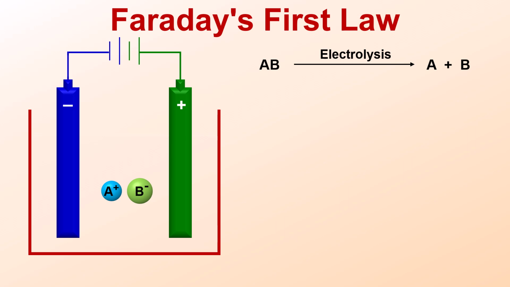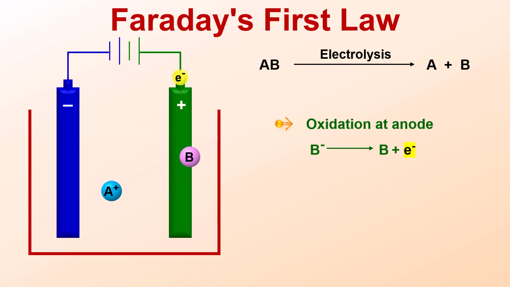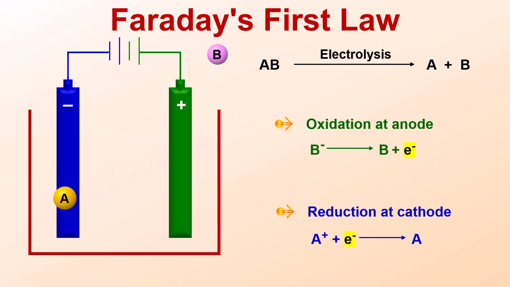For example, consider an electrolyte AB which dissociates into A plus and B minus ions in solution as shown on the screen. During electrolysis, the B minus ions migrate towards the positively charged anode and undergo oxidation to form B. The A plus ions now migrate towards the negatively charged cathode and undergo reduction to form A.